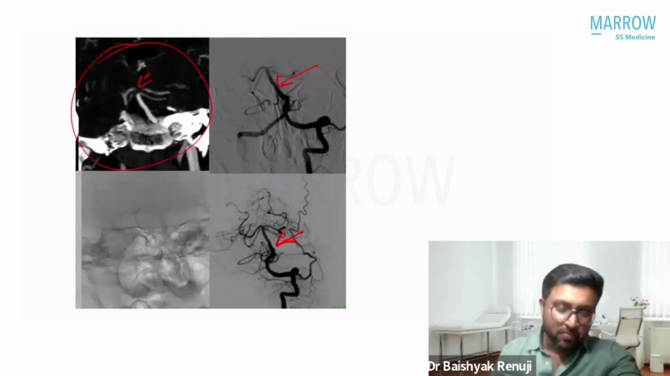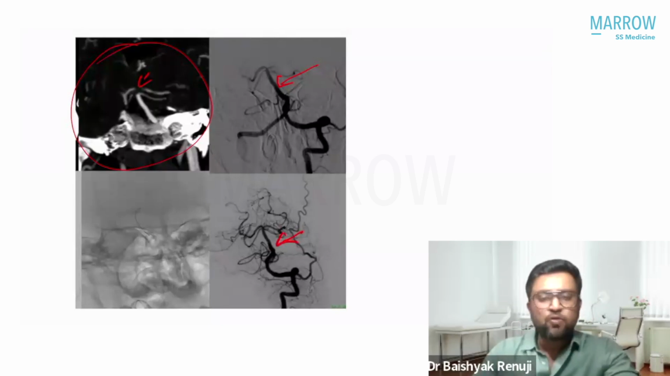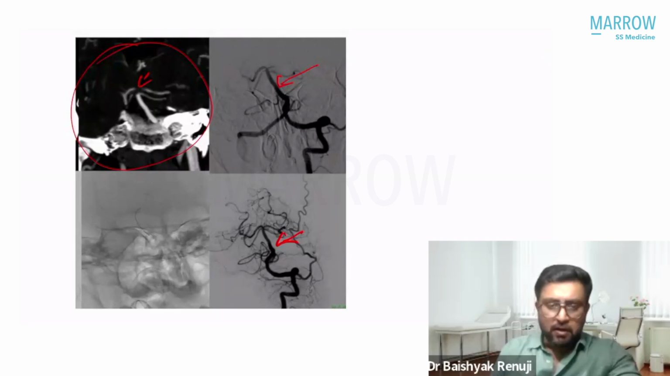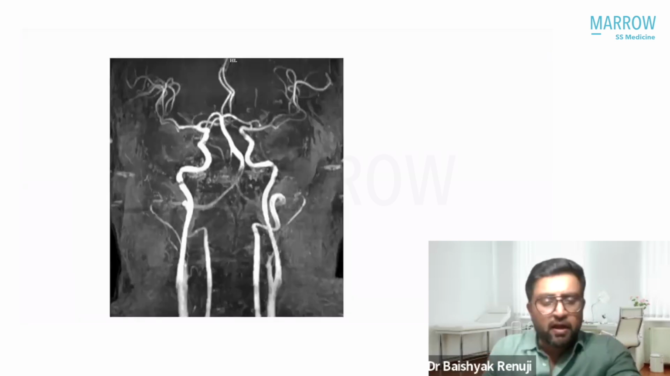He was shifted back to the ICU. After 3-4 hours, he started agitating. He had started moving all 4 limbs, just trying to pull off the tube, and we extubated him. And next day morning, we took an MRI with MR angio.